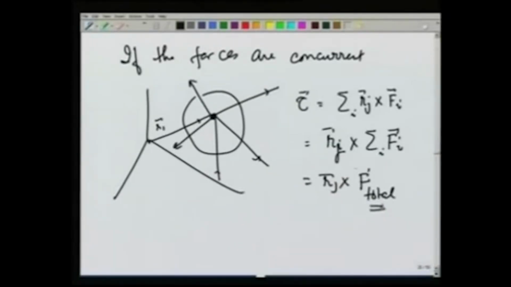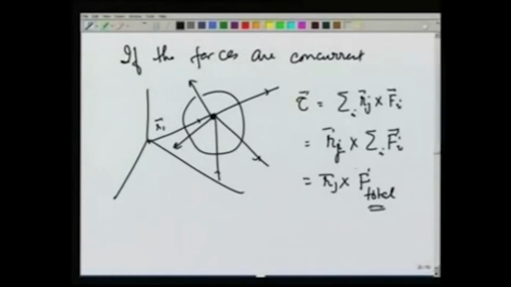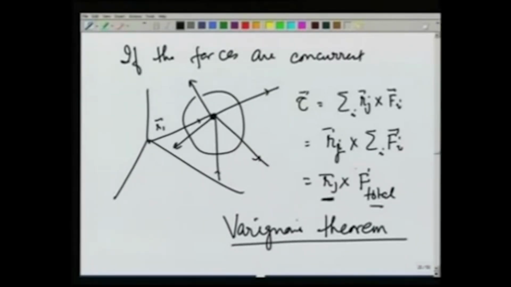So, if all the forces meet at a certain point, the torque due to all the forces is equal to the torque of the total force crossed with the displacement up to that point. This is known as Varignon's theorem, and it is true only when all the forces are meeting at a certain point.